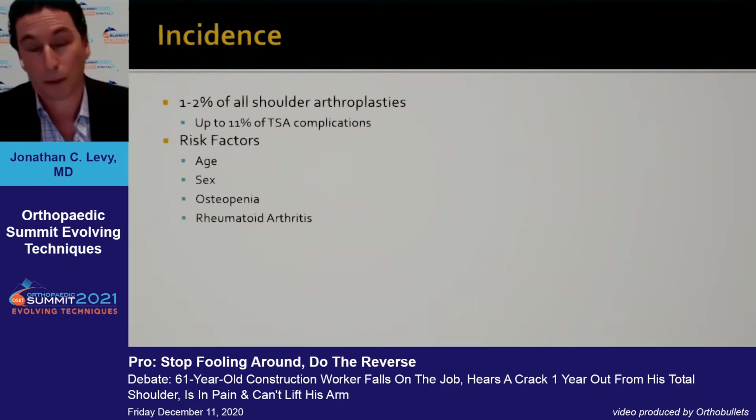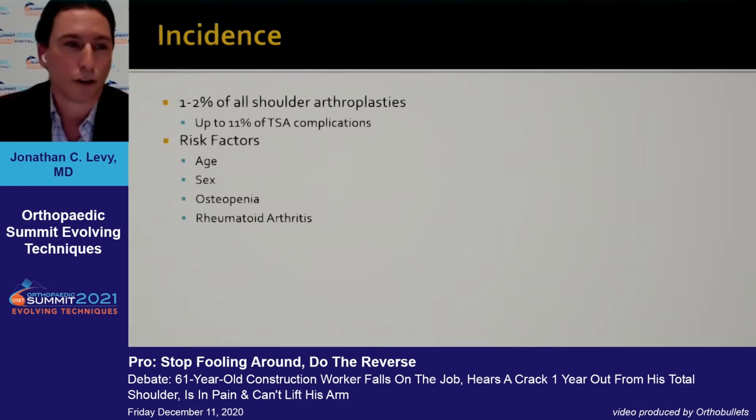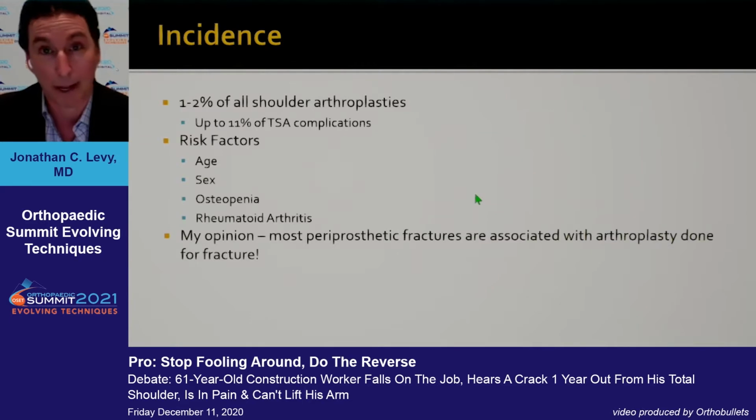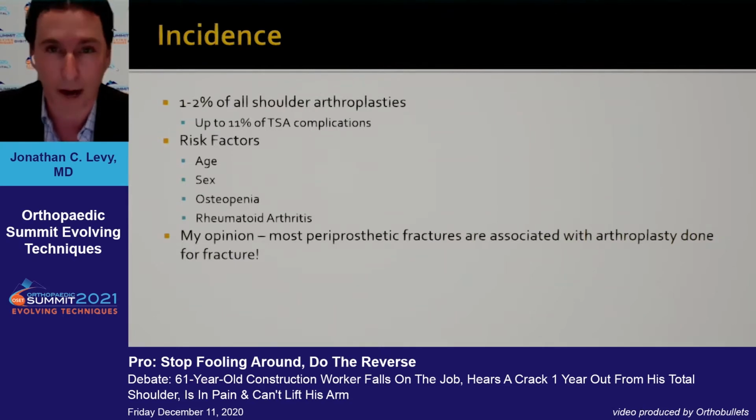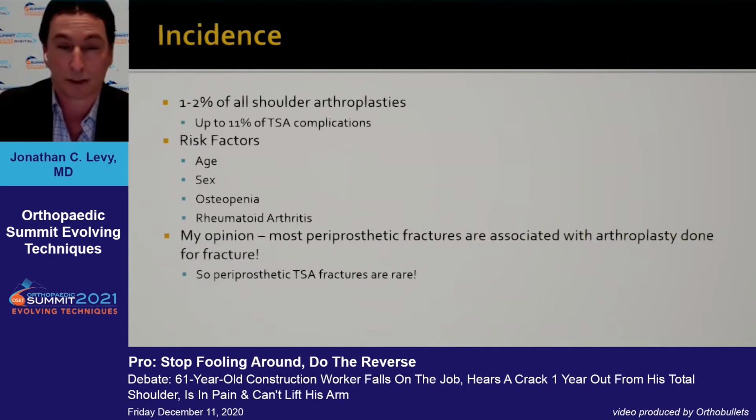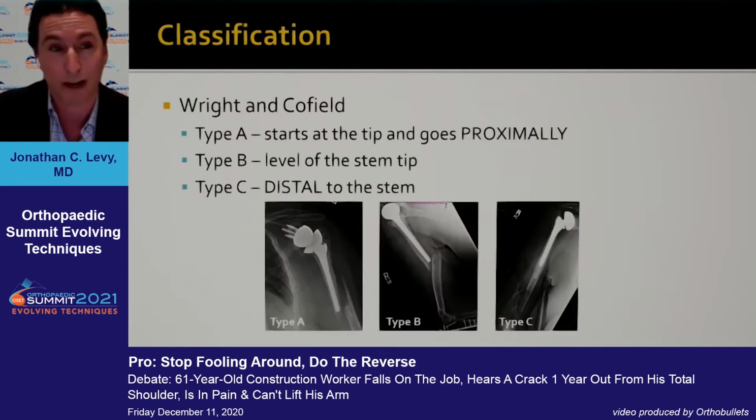Incidence of periprosthetic fractures, 1 to 2% of all shoulder arthroplasties, up to 11% of total shoulder complications. I'd say I don't necessarily agree with that literature, but that's what's out there. Risk factors being age, female sex, osteopenia, and rheumatoid arthritis. But I'll tell you, in my opinion, most periprosthetic fractures are associated with arthroplasty done for fracture. And so based on that, periprosthetic fractures in my practice for total shoulder arthroplasty are just pretty rare.